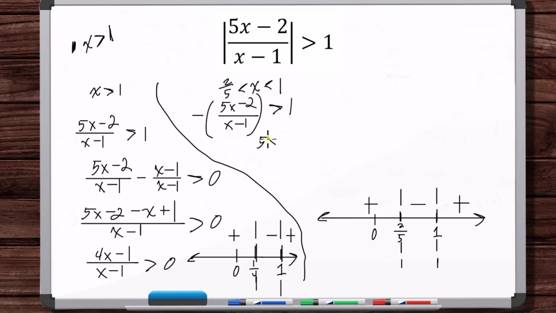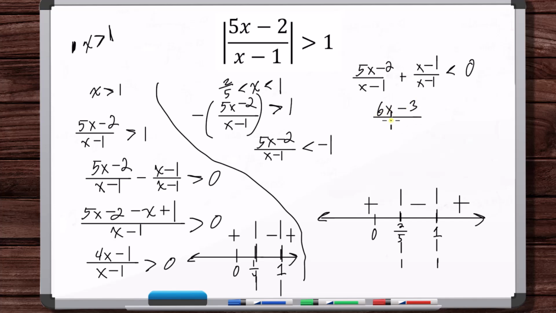Let's multiply both sides by -1. Okay, let's add 1 to both sides. So let's do this. Okay, 5x plus x is 6x. Minus 2 minus 1 is -3.